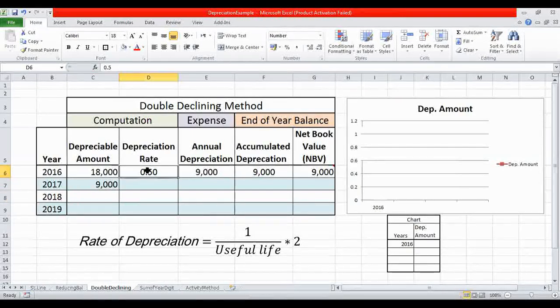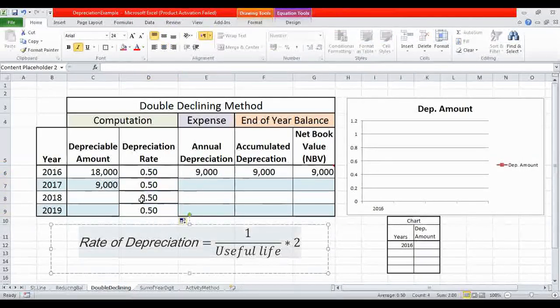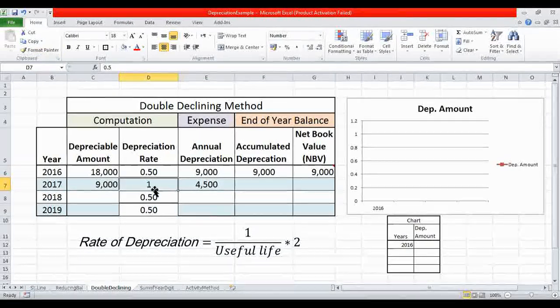Again, the rate of depreciation will totally remain the same. So 50%. If we calculate 50% for 9,000, we can simply put the same formula over here. We can drag it over here, 4,500. Let me change the format a little bit.